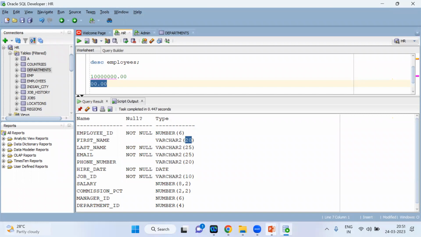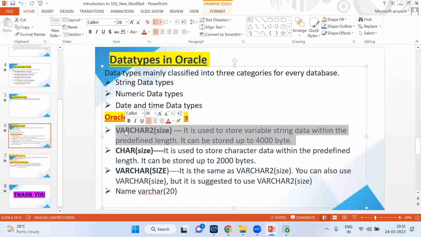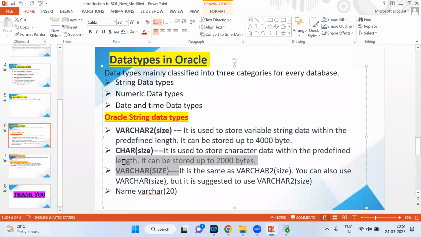It will support up to 4,000 bytes. So this is your varchar2. If you want to store your data in a string or character format, then you'll give varchar2. You can give varchar also, but if you give varchar or char data type, it will automatically be taken by the Oracle database as varchar2 only.